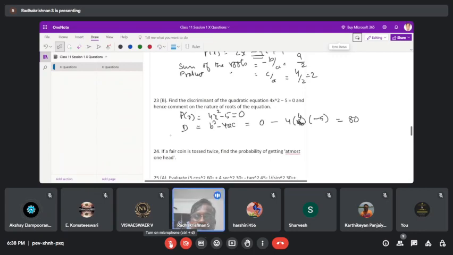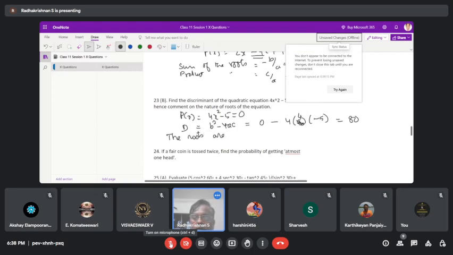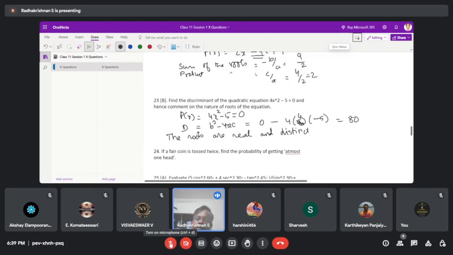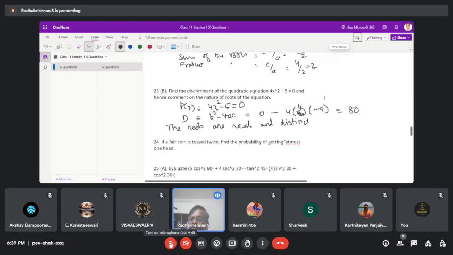So we can say that the roots are real and distinct. They would be equal only if the discriminant is 0. If the discriminant is non-zero, then the roots are real and not equal, which means real and distinct. If the discriminant is negative, what can we say? No real roots. The roots are not real, or the roots are complex.